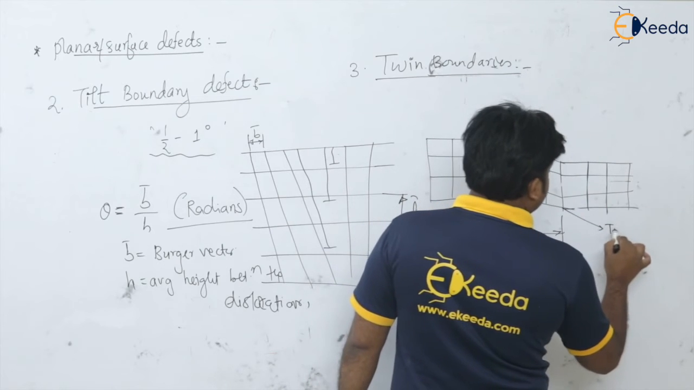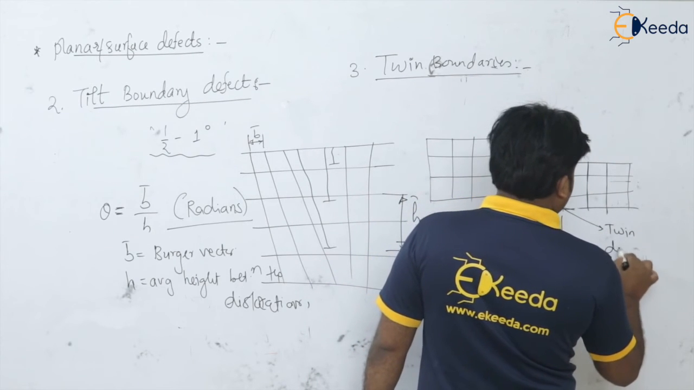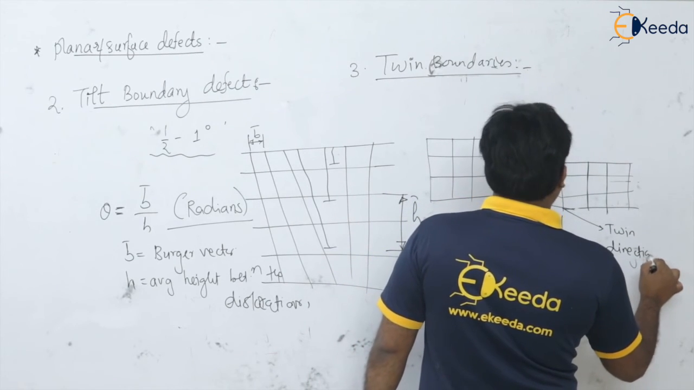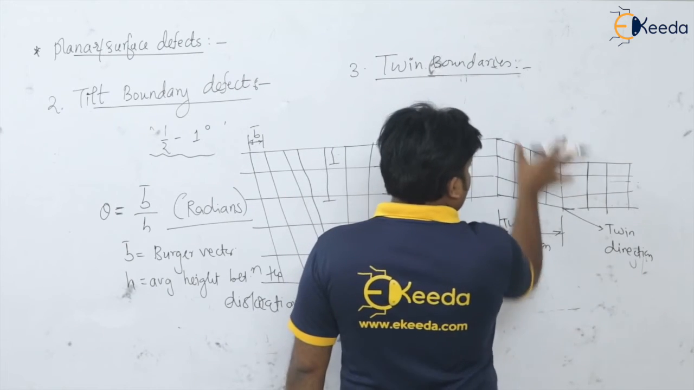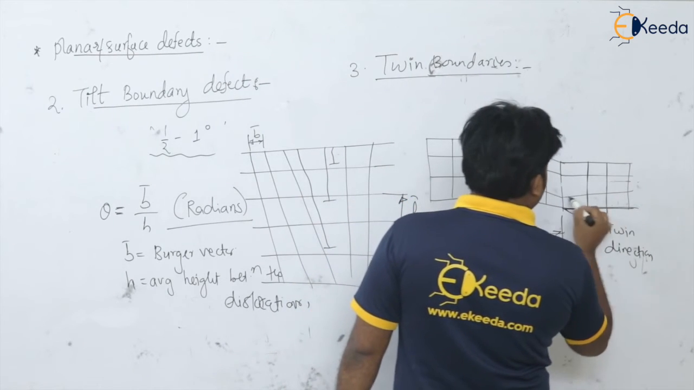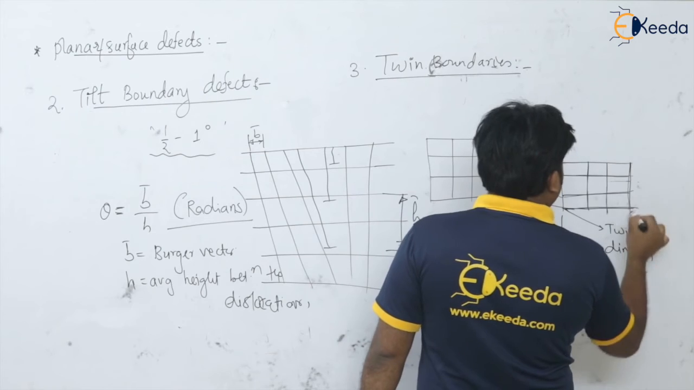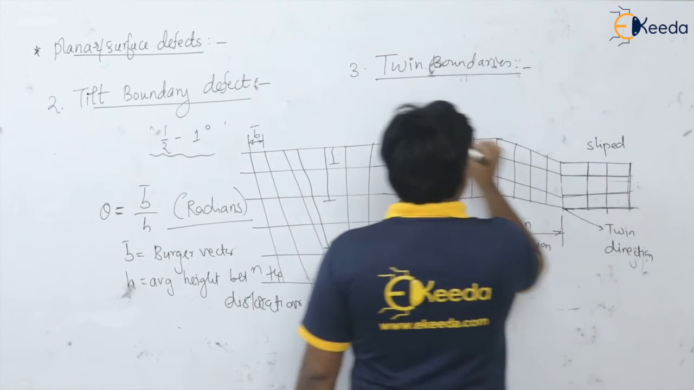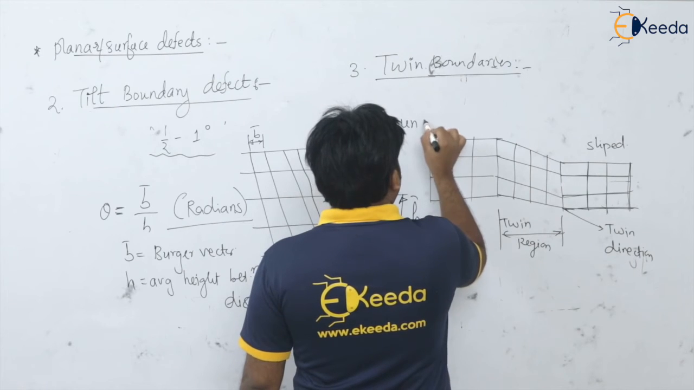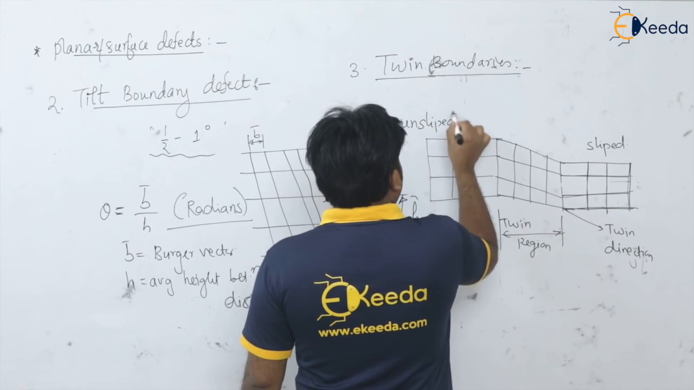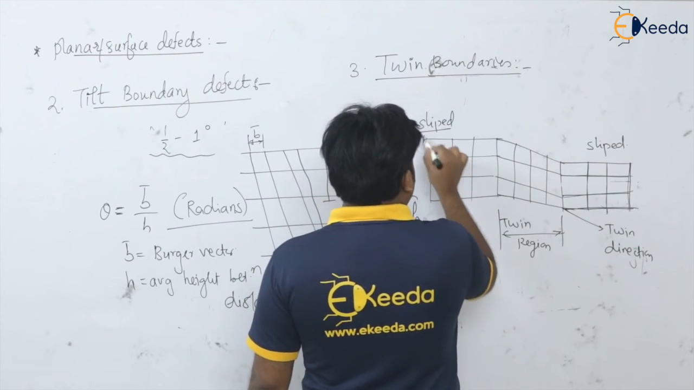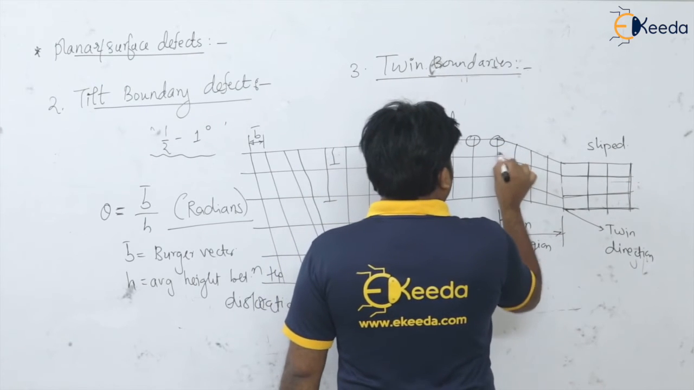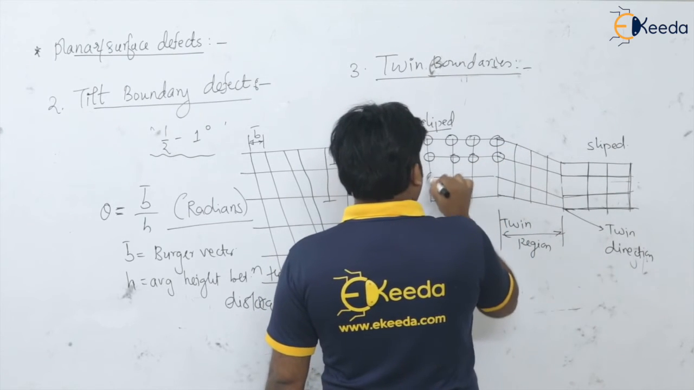So this is the twin direction. See here, this is the slipped region, the atomic arrangement in the slipped region, and this is the unslipped atomic arrangement in the unslipped region. You can see the atoms here.